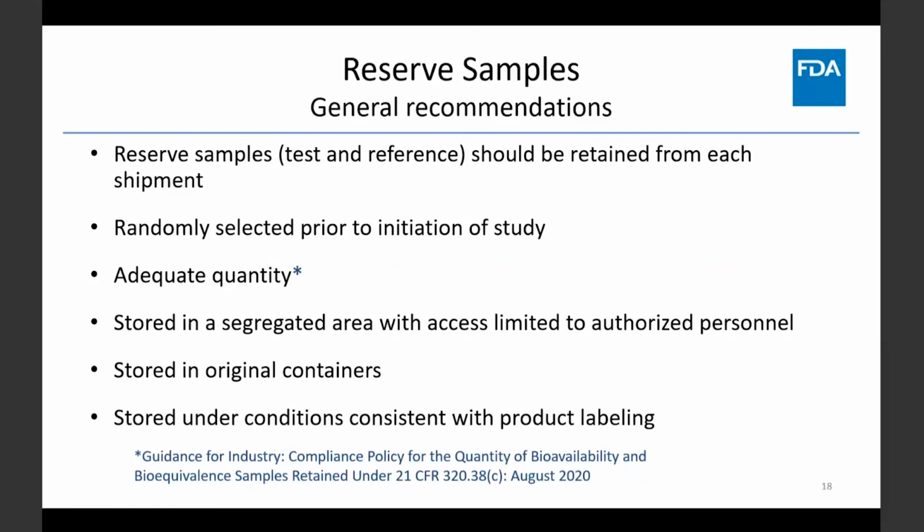Here are some general recommendations with respect to reserve samples. Reserve samples should be randomly selected and retained from each shipment. Quantity-wise, typically for multi-dose products, 3 units of the test and 3 units of the reference from each batch tested. Reserve samples should be stored in their original containers in a separate area with access limited to authorized personnel. Storage conditions should be consistent with the product labeling.